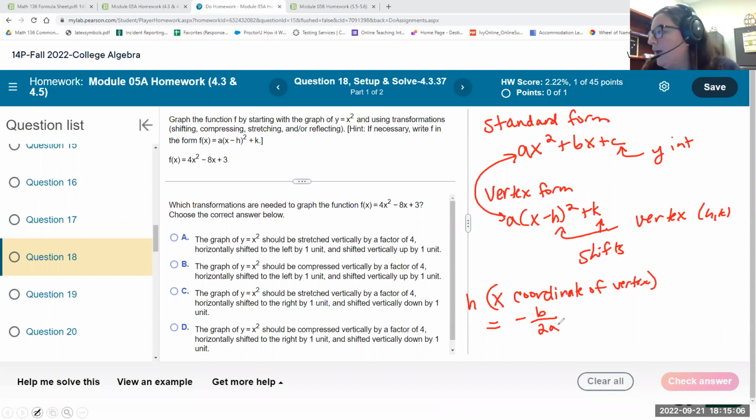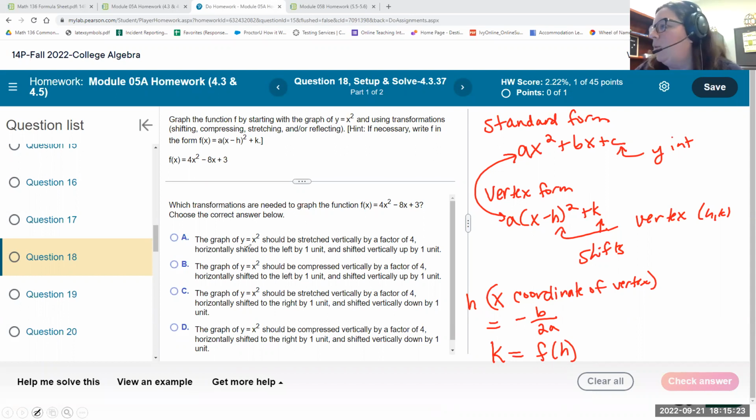Now, you could have an additional formula to memorize for the y coordinate, but you don't need to do that. Once you have the x coordinate, you just plug it into the function and find the y value that goes with it.